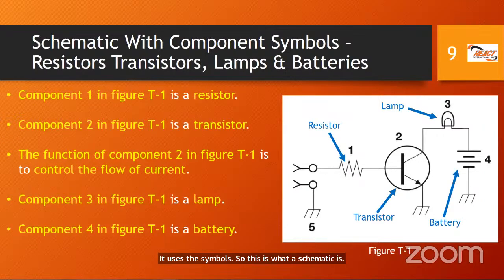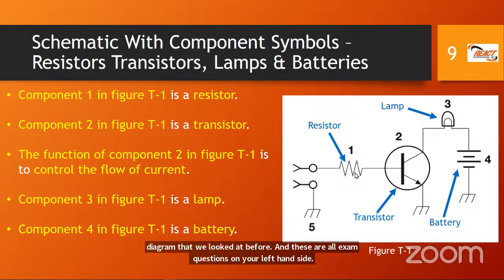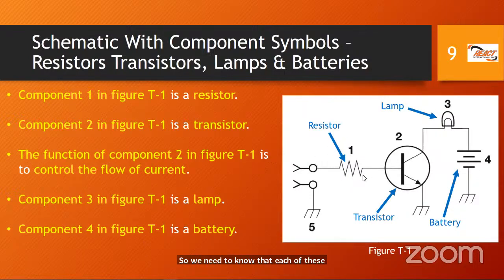Right. So let's now talk about a schematic that has components, the same diagram that we looked at before, and these are all exam questions on your left-hand side. We need to know that each of these components has a name. It's called something. We would have learned most of them on the schematic already. So component 1, how do you know what component 1 is? Well, it's labeled by the digit 1. So you have this component here. This should be familiar to us. We just talked about it, but there's a 1 next to it. So this is component 1.